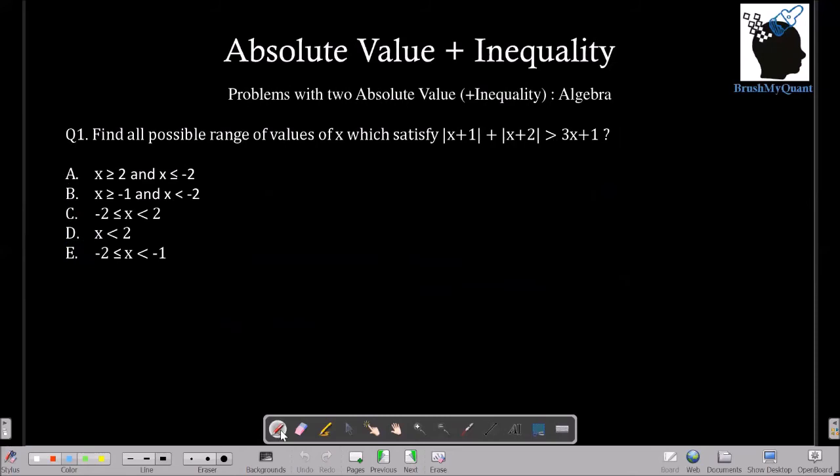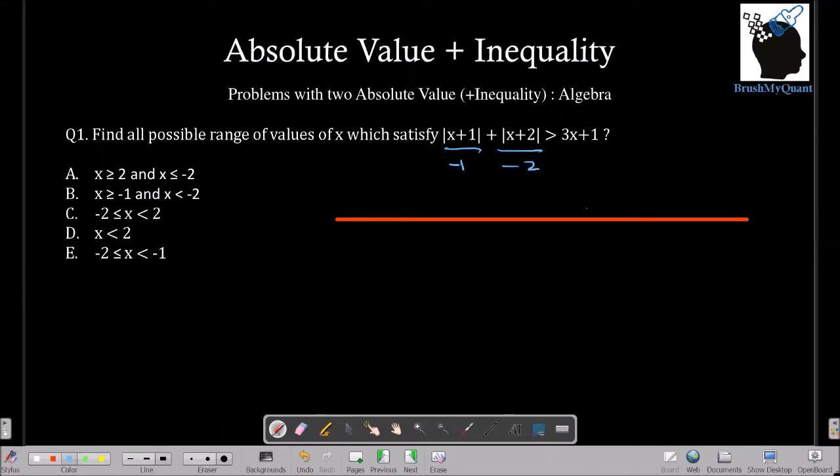You can pause the video and give it a shot. Okay, let's try it out. This is very similar to the two absolute value problem which we have discussed in the second video. So we are going to draw a number line first. And we are going to plot points by assuming that in the first case, this is equal to 0. So we'll get x is equal to minus 1. And then this is equal to 0, so x is equal to minus 2.